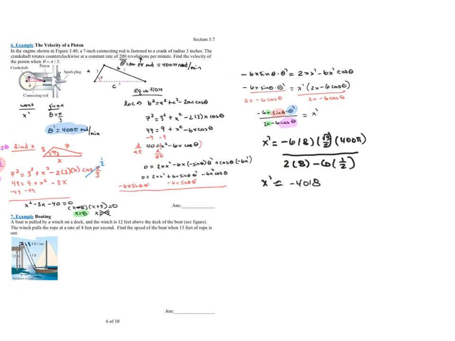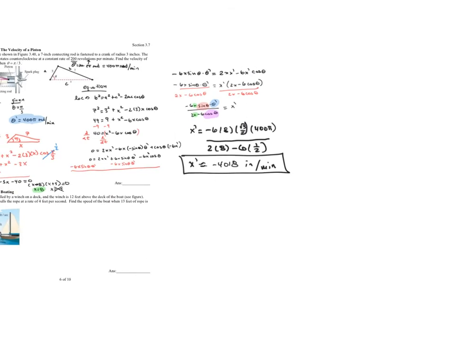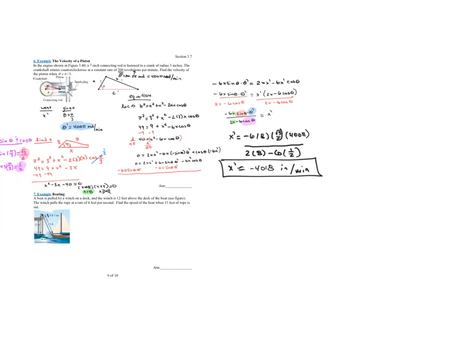Let's think about what this is. x prime is the length here, or x is the length. So x is measured in inches, and then it's due to the time, and the time was measured in minutes. So my final answer here would be approximately negative 4018 inches per minute. The negative sign here just gives us direction, meaning the length of x is decreasing by 4,018 inches per minute. That is the velocity at that exact moment of time when theta equals pi over 3 for that situation. Brutal problem.